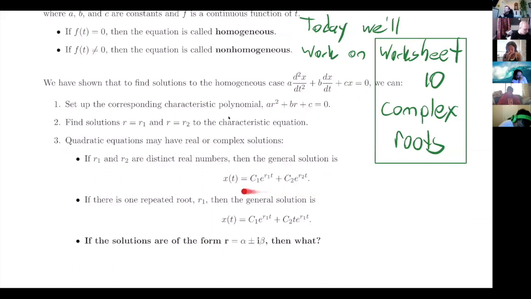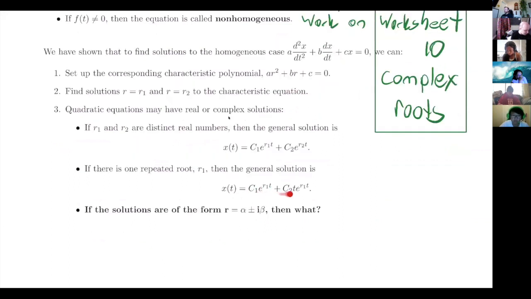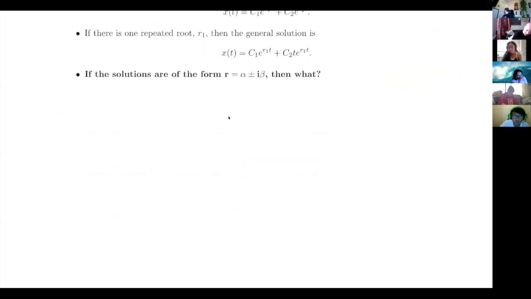Then we talked about, if we have two distinct roots, then after I find these two values of r, we've got our general solution. If we have one repeated real root, then we have to modify that solution a little bit. So the question is, what do we do when we have complex roots? Let me put up a couple of examples that can motivate us.